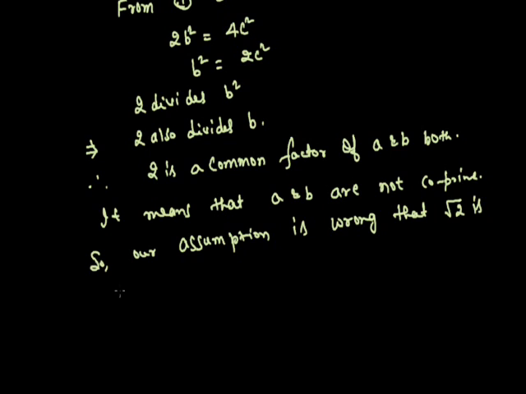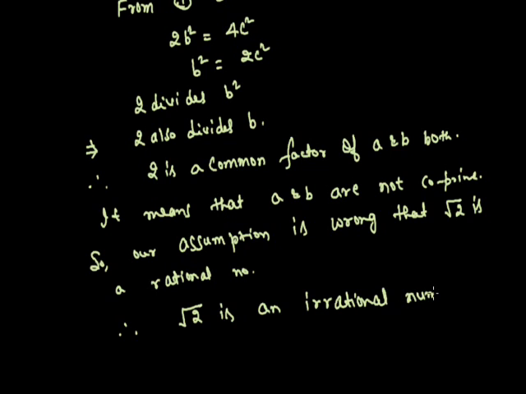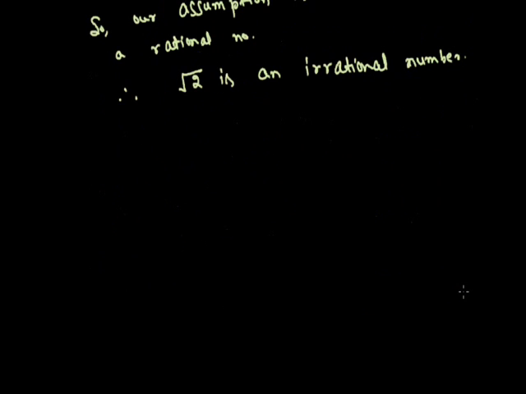Now if root 2 is not a rational number, then therefore root 2 is an irrational number. So this is the proof that root 2 is an irrational number. In a similar way, we can prove that root 3 is an irrational number, root 5 is an irrational number.